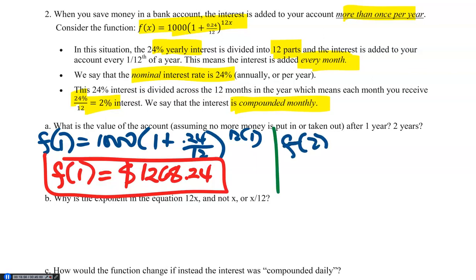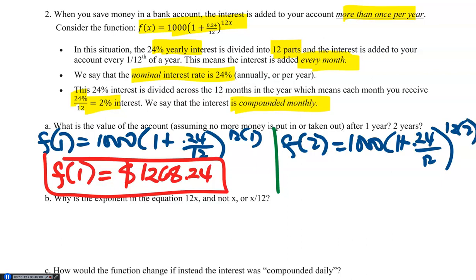After 2 years, let's do the same thing, but this time it's f of 2. So 1,000 times (1 plus 0.24 over 12), since it's compounded monthly, so 12 times 2. And here you'll get 1,608.44.